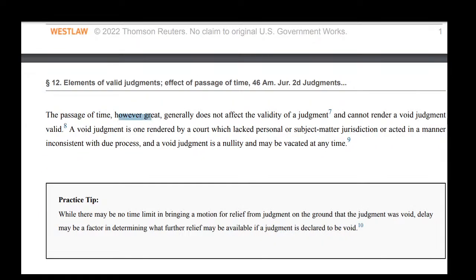The passage of time, however great, generally does not affect the validity of a judgment and cannot render a void judgment valid. A void judgment is one rendered by a court which lacked personal or subject matter jurisdiction or acted in a manner inconsistent with due process. And a void judgment is a nullity and may be vacated at any time. Guys, if there's a void judgment, something rendered by a court lacking jurisdiction, it can be challenged at any time.